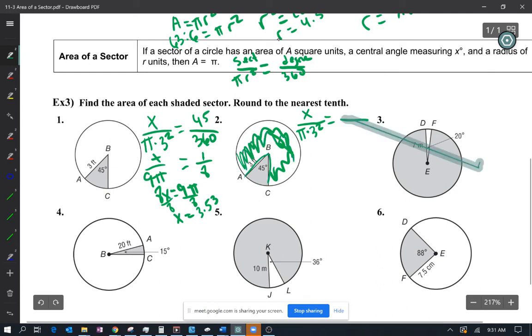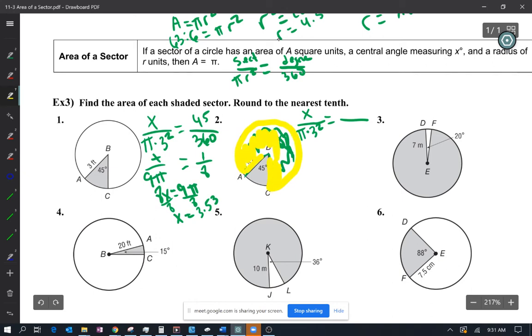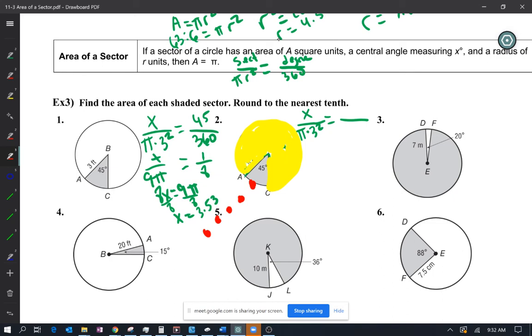Somebody help me out. What's the degrees of that green section? Area of Pac-Man. It would be 360 minus 315. Go ahead, Ben, what were you going to say? 315. 315 out of 360. And if you find that, you get x over 9 pi. 315 over 360 is 7/8.